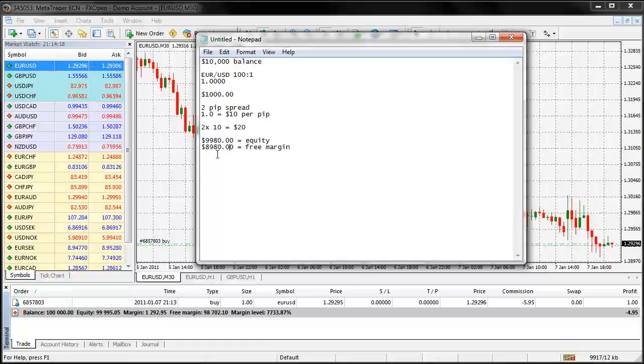Now if I wanted to open up another one lot euro, what's going to happen is it's going to take off another $20 plus another $1,000, and then it's going to take it off the new free margin amount. Then my equity is also going to drop by $20 as well, only providing that my account is in negative, which it is at the moment. It was just sitting at $3 profit, but overall minus $2.95 or something like that.